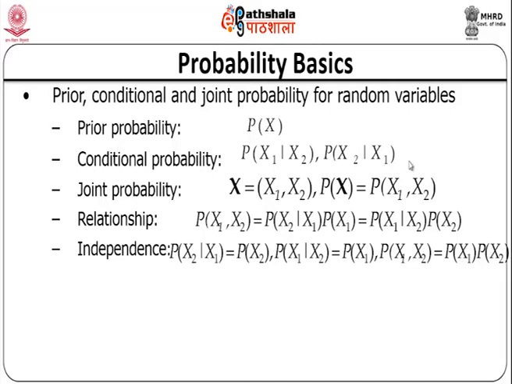Now, if x1 and x2 are independent variables, then the probability of x2 given x1 is nothing but the probability of x2, because x1 does not affect x2. Similarly, the probability of x1 given x2 is nothing but the probability of x1, because x2 having occurred does not affect x1. And similarly, the joint probability of x1 and x2 now reduces to the probability of x1 times the probability of x2. So, these are some of the probability theorems, as they are called, in reference to what we need for machine learning or Bayesian learning.